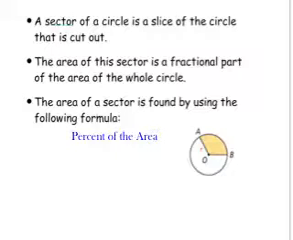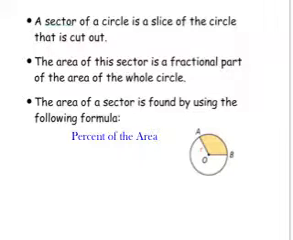We talked about this last week with the length of an arc. The arc, which is the outside part, like the circumference, is a part of the entire circumference. Now we're talking about the area on the inside, so a sector is a part of the whole area. The area of a sector is found by using the following formula. Last week we talked about the arc length being a percentage of the entire circumference. Well, now we're using the exact same idea. It is a percent of the total area.